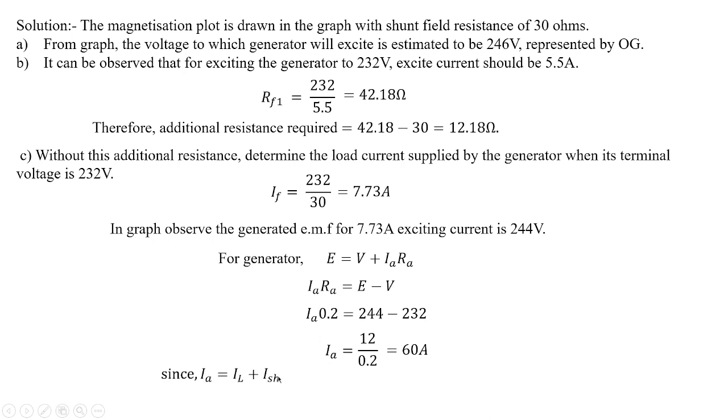The load current value will be obtained because of the shunt conditions. IA is equal to IL plus ISH. So IL will be equal to 60 minus 7.73. Knowing the shunt field resistance and shunt field current, I get the load current value as 52.27 amperes. These types of problems are frequently asked in the exams. I hope you understood how we have obtained the load current for different values of resistors.